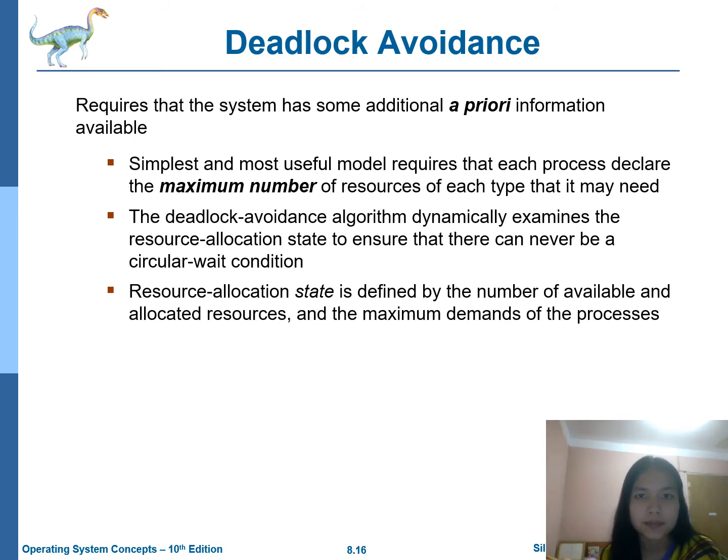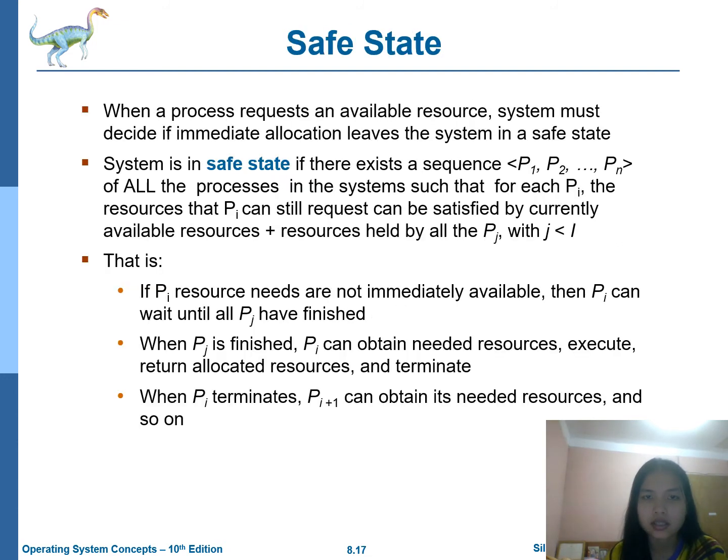Deadlock avoidance. The simplest and most useful model requires that each process declare the maximum number of resources of each type that it may need. The deadlock avoidance algorithm dynamically examines the resource allocation state to ensure that there can never be a circular wait condition.